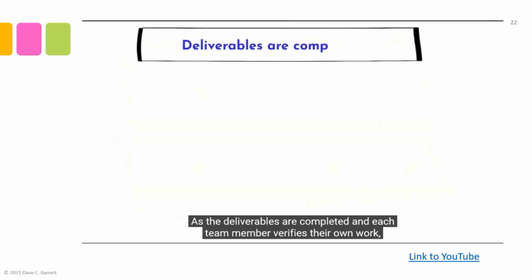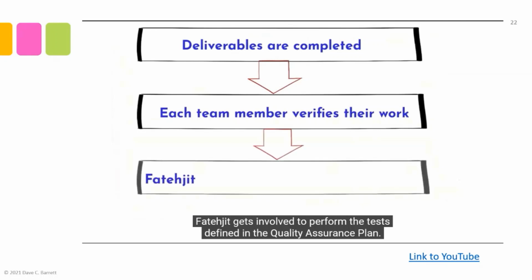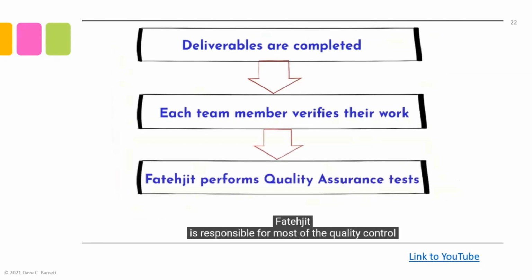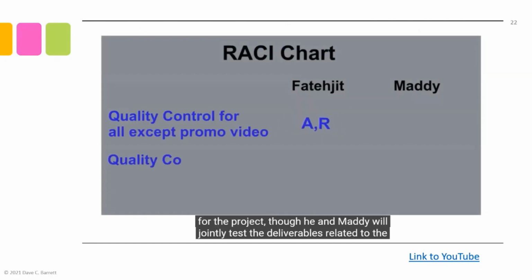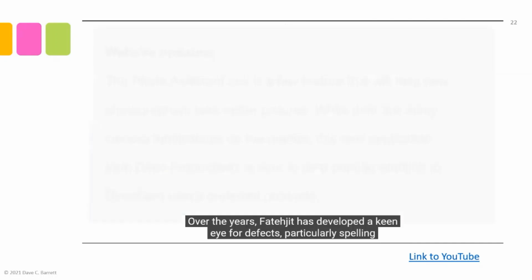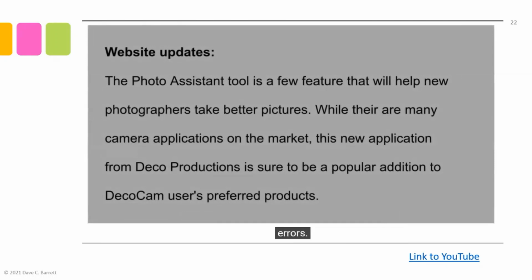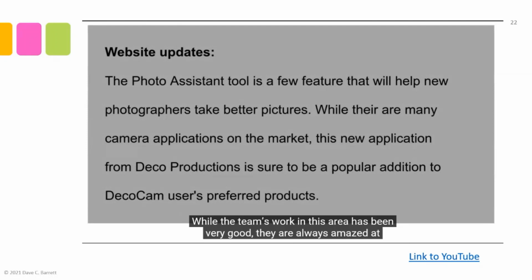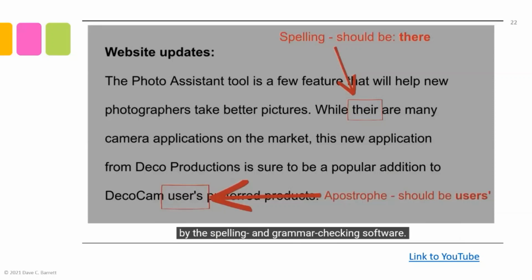As the deliverables are completed and each team member verifies their own work, FattyJet gets involved to perform the tests defined in the quality assurance plan. FattyJet is responsible for most of the quality control for the project, though he and Maddie will jointly test the deliverables related to the video. Over the years, FattyJet has developed a keen eye for defects, particularly spelling errors. While the team's work in this area has been very good, they are always amazed at how he can quickly locate a misplaced letter or punctuation error that was not identified by the spelling and grammar checking software.